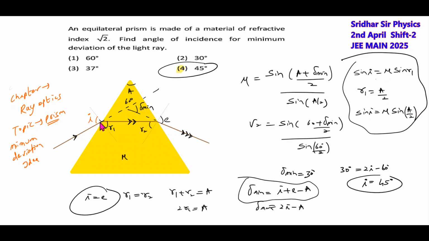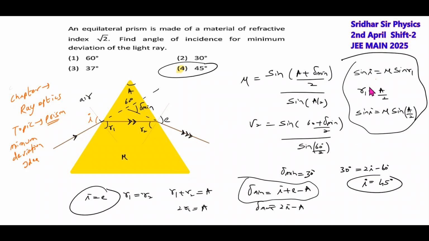Directly apply Snell's law of refraction at the point of incidence. Sin I is equal to mu sin R. And at minimum deviation R1 should be equal to A by 2. Already I derived it here. Substitute this. Sir, I don't know this concept. Okay, fine. At least apply Snell's law, and at least you should know that at minimum deviation R1 equals R2 equals A by 2, and I equals E.